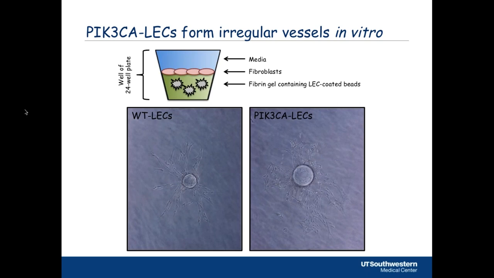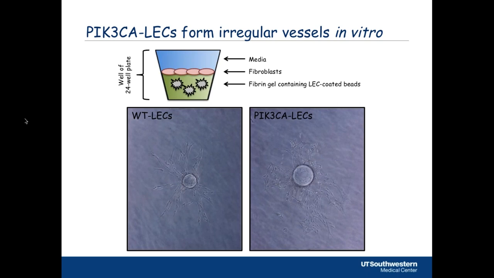These cells have a H1047L mutation, and we've been performing a battery of in vitro assays with these cells, and I just wanted to show one. This is the fibrin bead assay, and in this assay, beads are coated with endothelial cells, and then the beads are implanted in a fibrin gel.